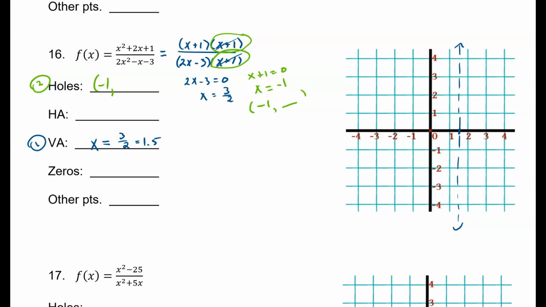Okay, well, how do I find the y coordinate? Well, we put it in our simplified function, which is going to be this portion. We're going to plug in the negative 1. So we go negative 1 plus 1 over 2 times negative 1 minus 3. And what you end up getting is 0 over negative 5. Well, 0 divided by anything is 0. So my hole is at negative 1, 0. So I go over here to negative 1, 0, and I put an open circle at the hole.